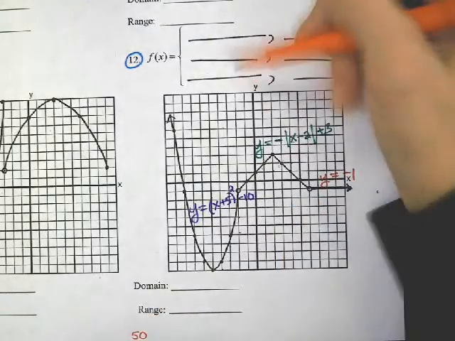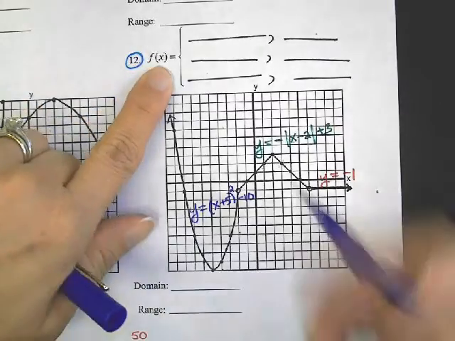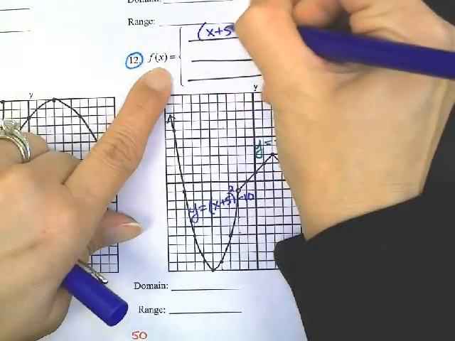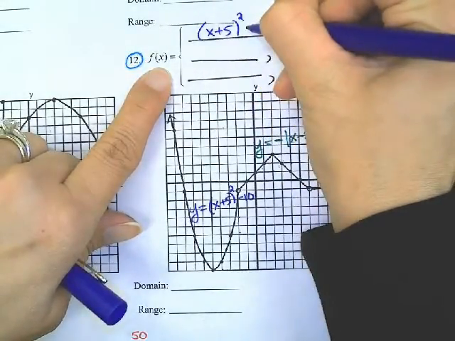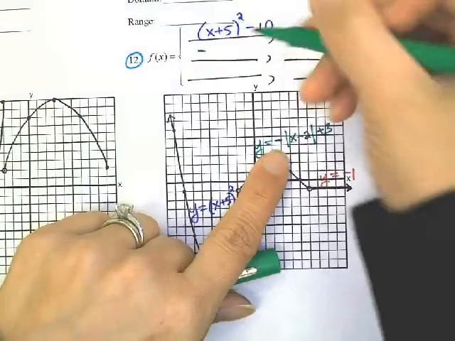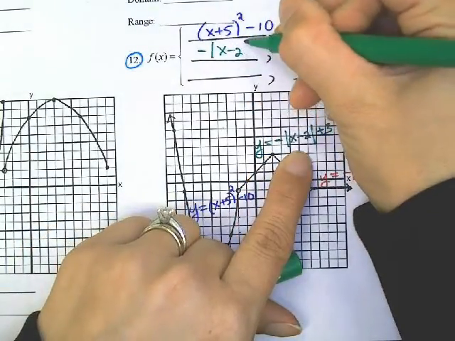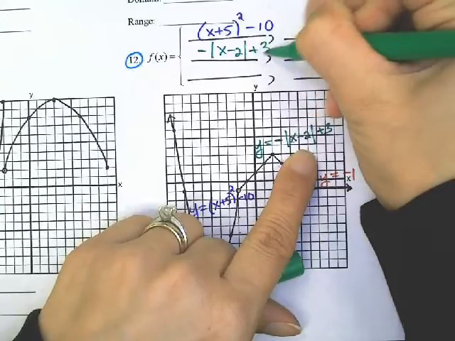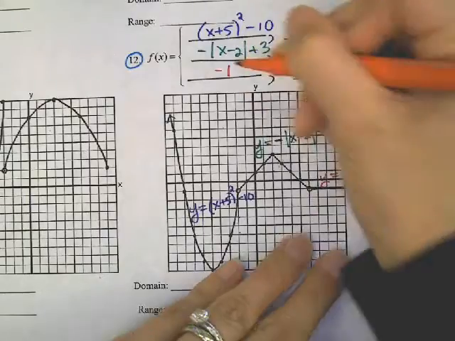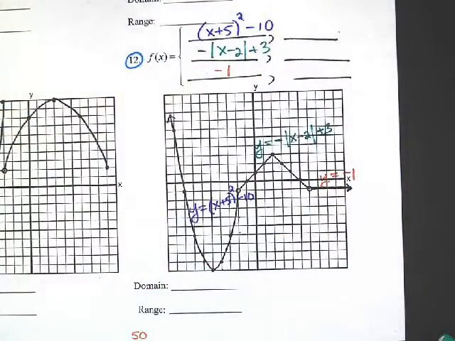Okay, when you go to do your equations, you don't need the y or the equal sign. We just need the equations. The first one is quantity x plus 5 squared minus 10. The second equation was negative absolute value of x minus 2, close of absolute value, plus a 3. And the third equation was just a horizontal line at negative 1. We already have the y and the equal sign. Now we have to say the values.